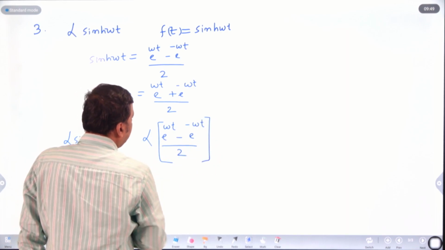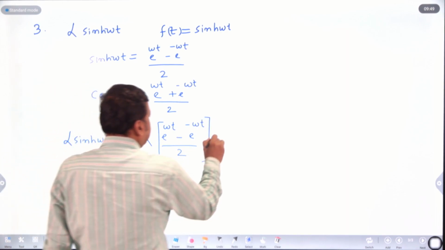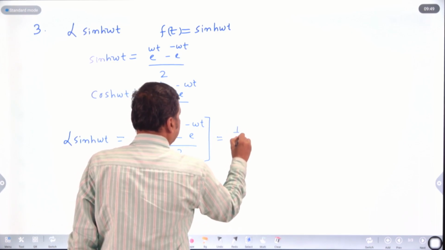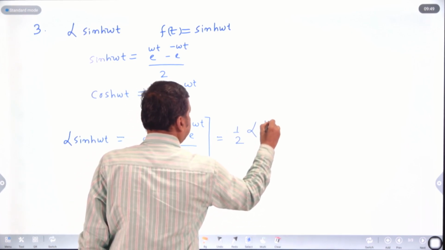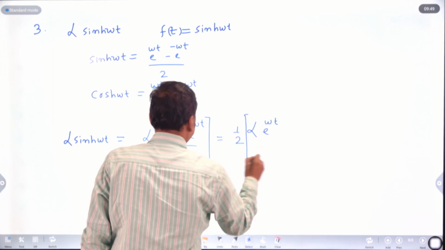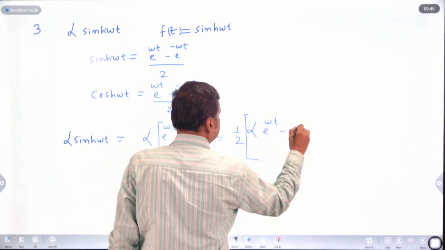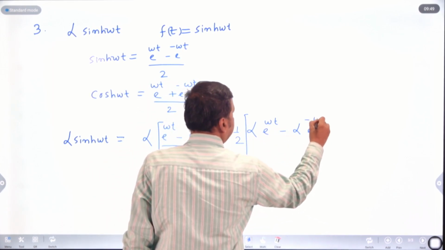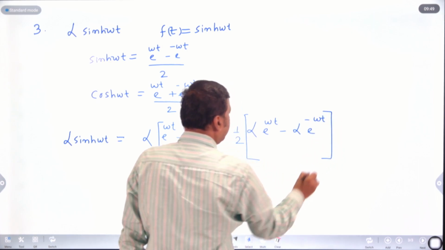So as you know, that is your 1 by 2 Laplace transform of e to the power omega t minus Laplace transform of e to the power minus omega t. There is no need to derive.